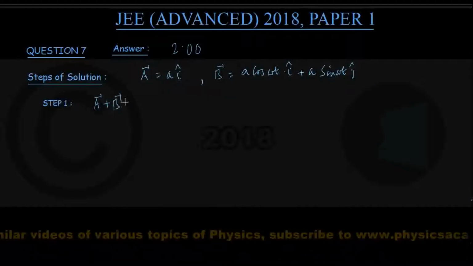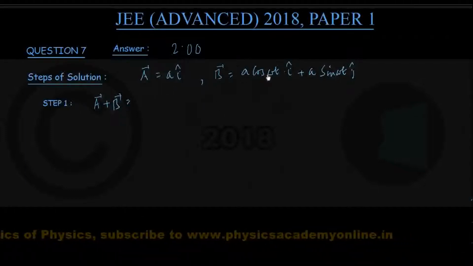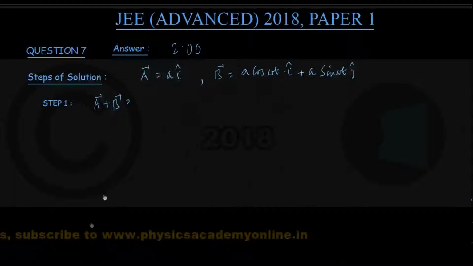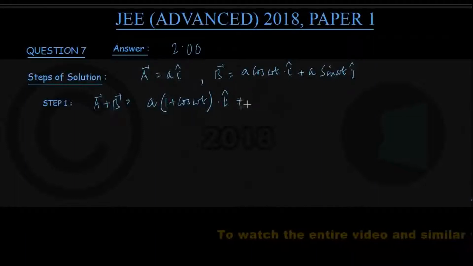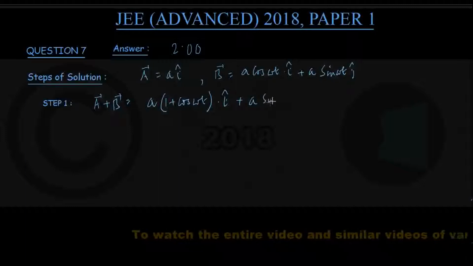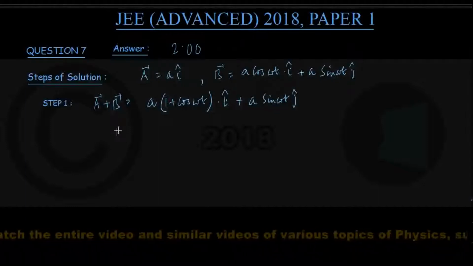The sum A plus B, when you find it out, you simply add up the coefficients of I, then coefficients of j, and so on. Therefore, A plus B is coming out to be A into (1 plus cos omega t) inside brackets into I cap plus A sin omega t into j cap.